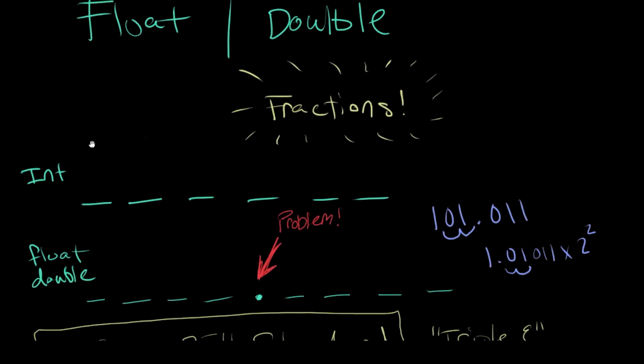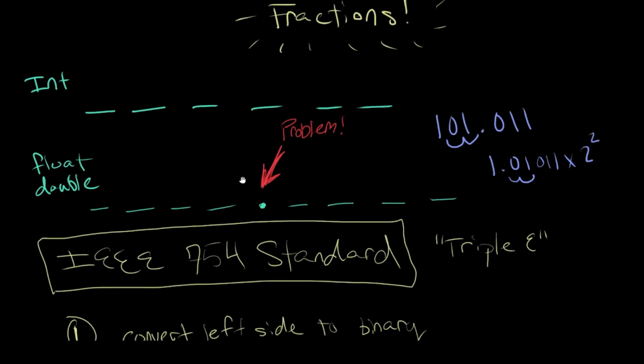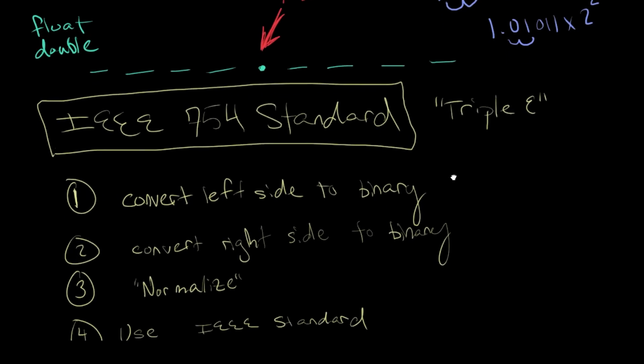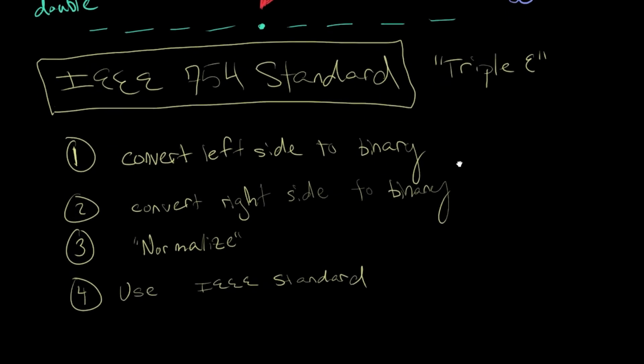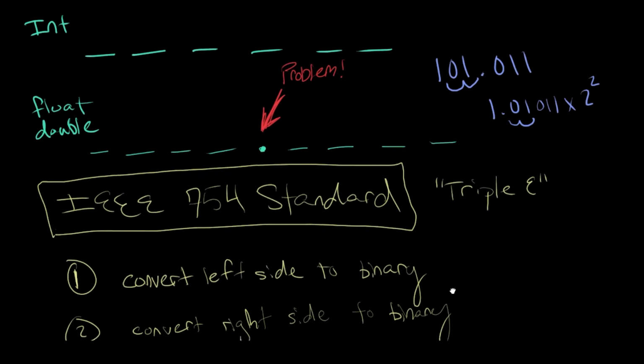And the thing with the float and double types is we have to use a standard to represent them in binary because we have this decimal place, whereas in the integer we just had a number so we could convert it straight to binary. Now we have a decimal place, so there's a problem. So we use what's known as the IEEE 754 standard, also known as the IEEE standard, and this is just a standard that defines how we're going to represent floating point numbers in binary.